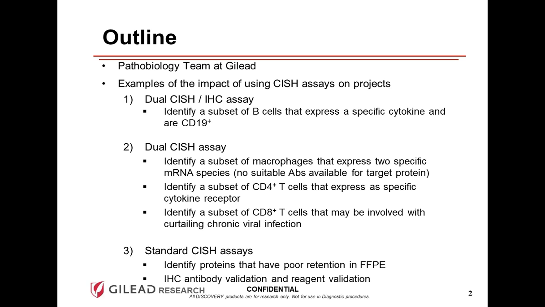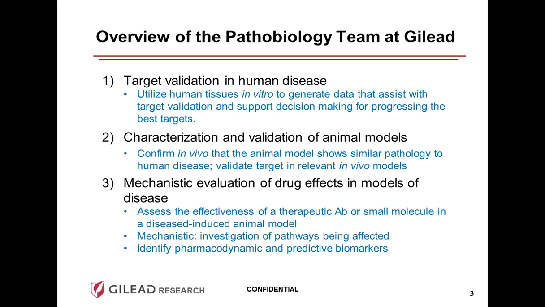And then last, I'd like to end with showing how we use standard in situ hybridization assays along with our IHC in times where we were not able to have antibodies that were available. We didn't have any robust antibodies for a good reagent for IHC. And also, we were able to identify proteins that have poor retention in FFPE. So I'll show a couple examples of that.